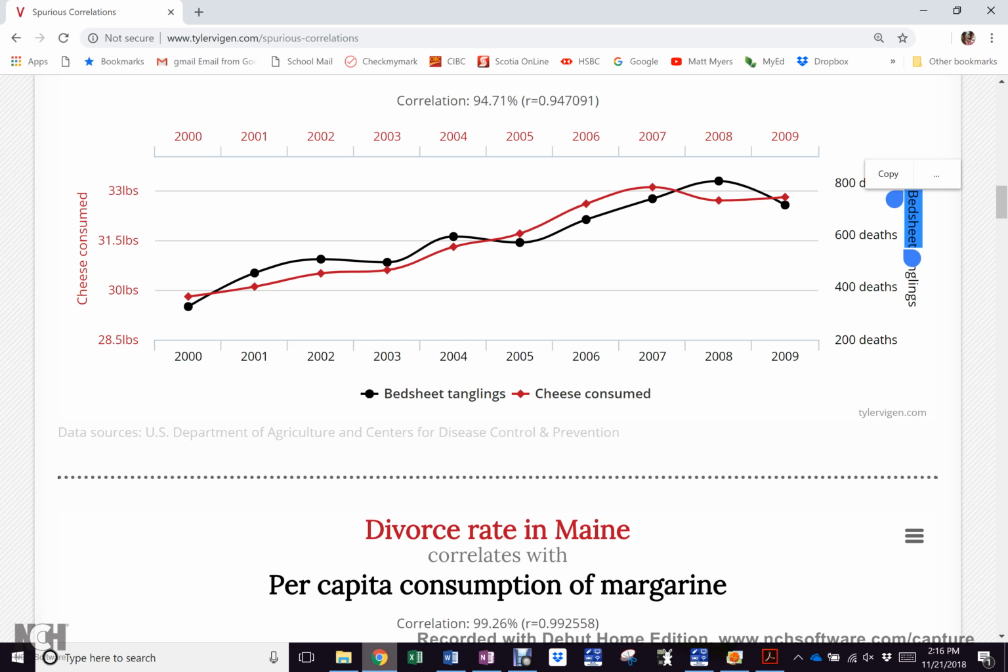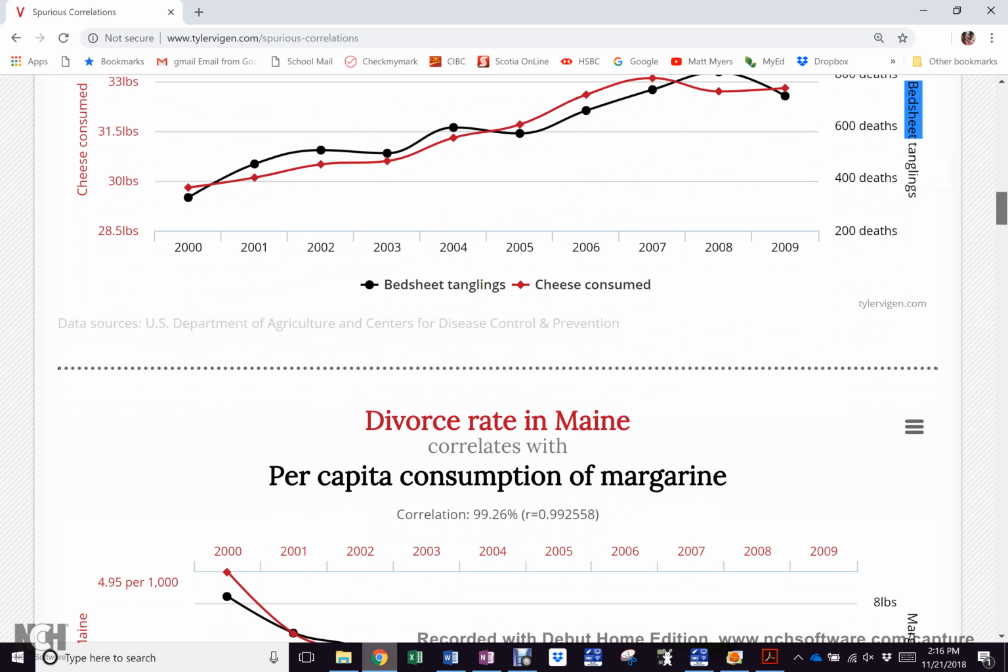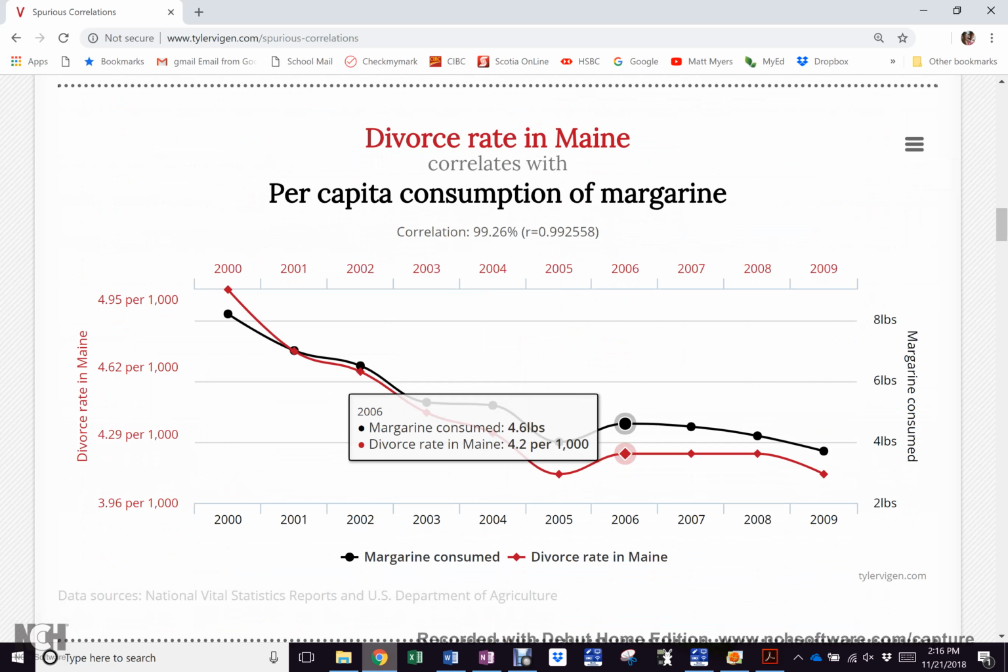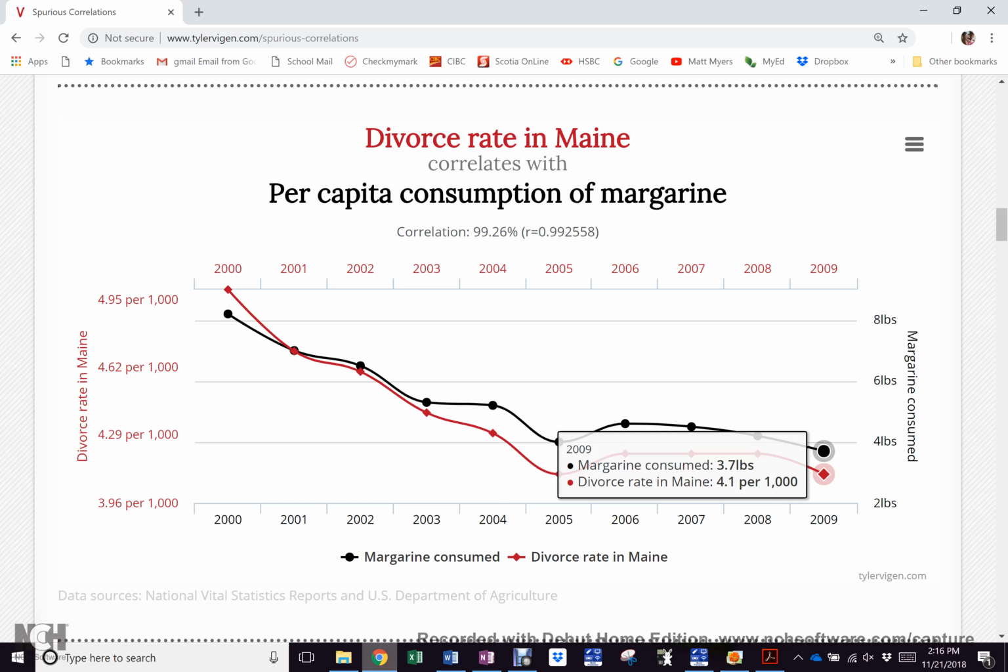My turn. I am a right-wing politician, and I only care about family values. When you get married, you're married for life. No divorces. Or just not get married. So, we had better do what? We had better lower our consumption of margarine because that will lower the divorce rate.